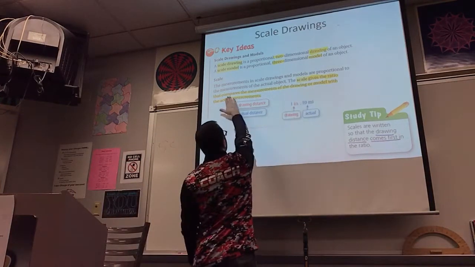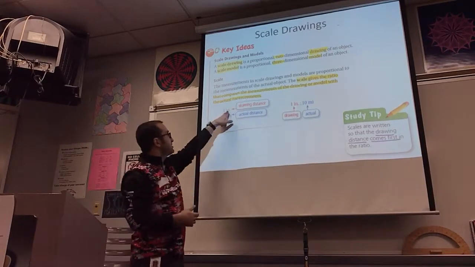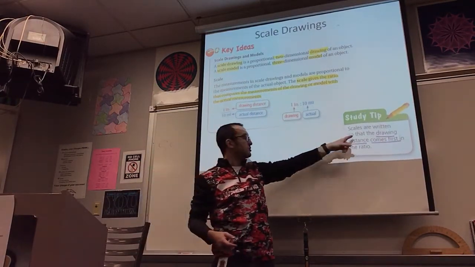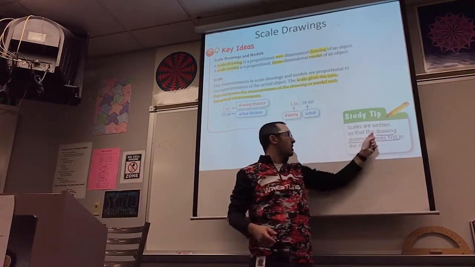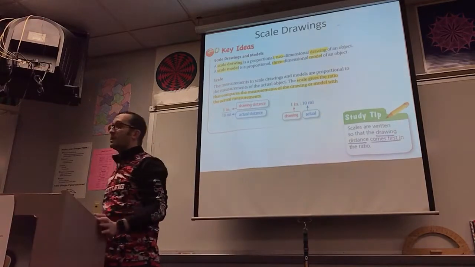Scale gives the ratio that compares the measurements of the drawing or model with the actual measurements. This is how we write it. Notice drawing comes first. Here's the big thing. Underline this. Scales are written so that the drawing distance comes first in the ratio. That first number will always be the drawing distance.